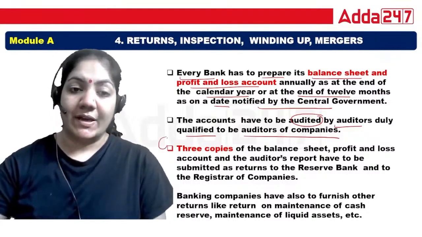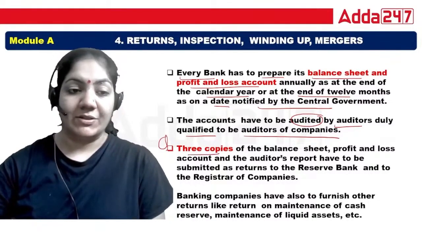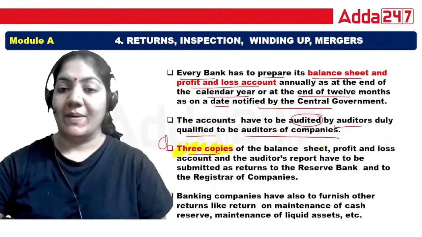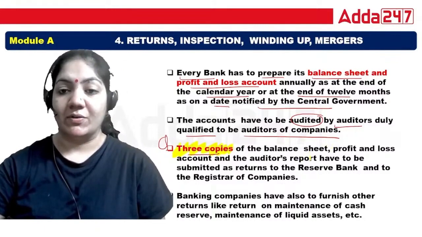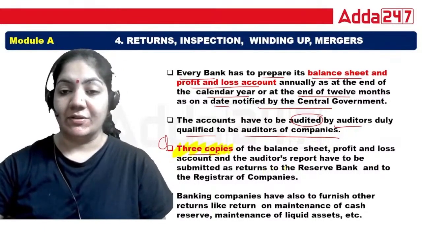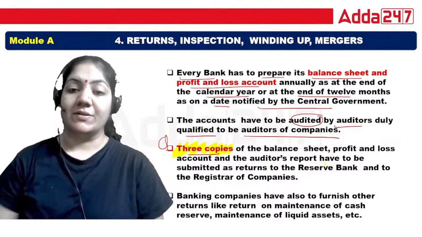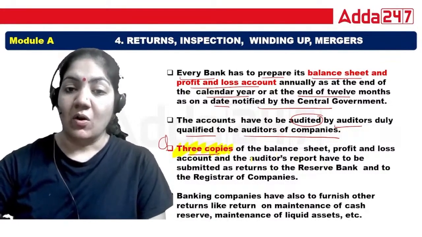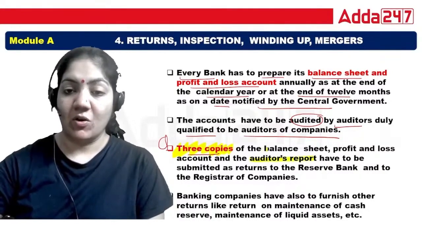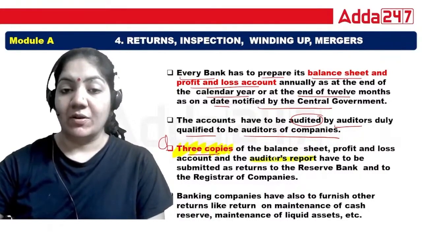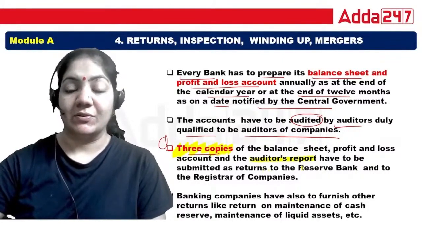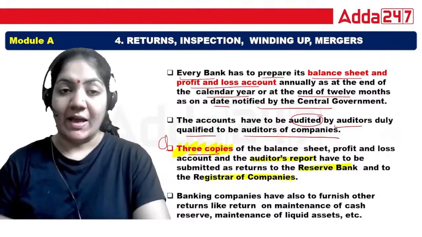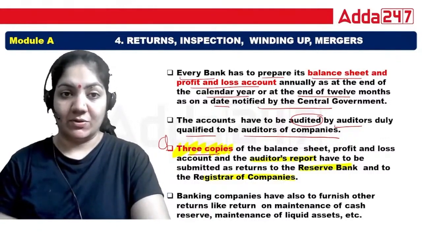This is very important, guys: 3 copies of the balance sheet, profit and loss account and the auditor's report have to be submitted as a return to the Reserve Bank and to the registrar of companies. So this copy has to go with the auditor's report. Three copies of the balance sheet, profit and loss account plus the auditor's report we have to submit as a return to the Reserve Bank and the registrar of companies. This is very important and this question has already come in the exam also.